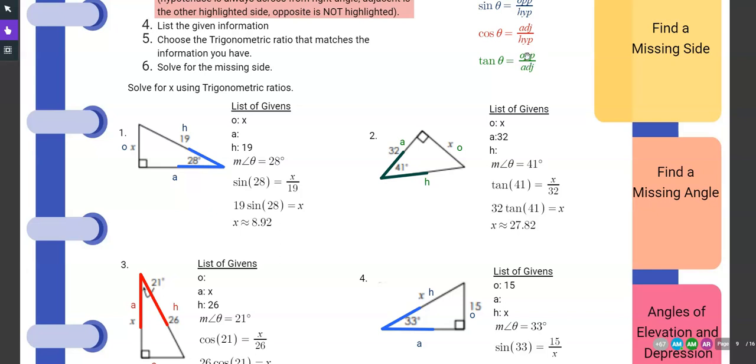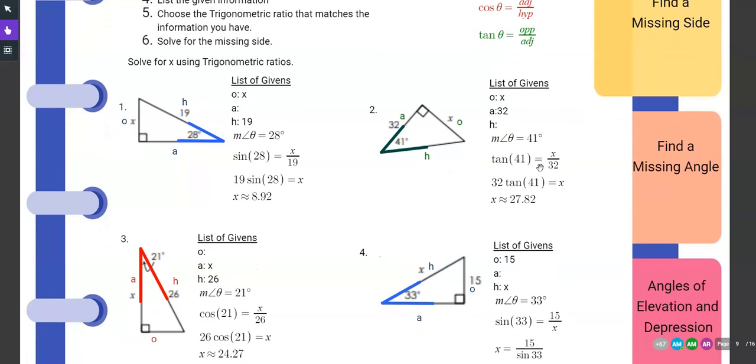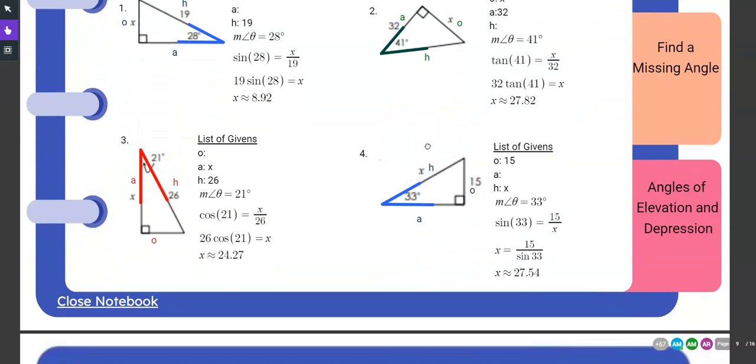Opposite and adjacent, O and A, is tangent. So tangent of 41-degree angle is equal to x over 32. And we get 32 times the tangent of 41 is equal to x. Therefore, x is approximately 27.82. I multiplied both sides by 32.